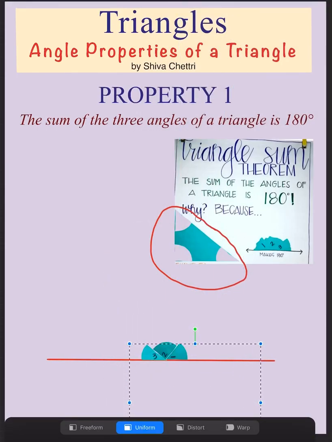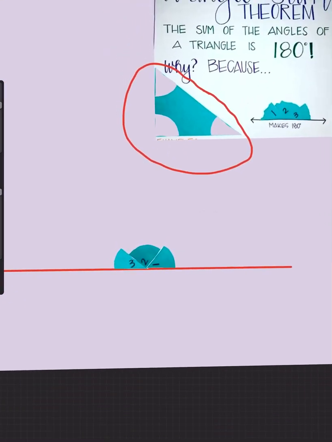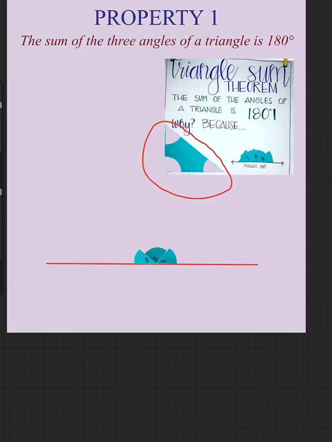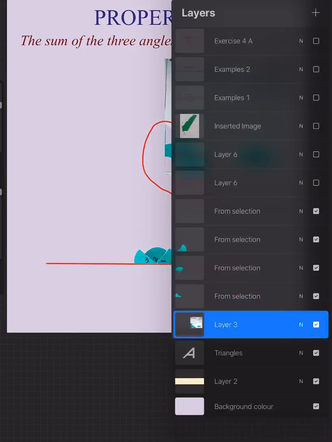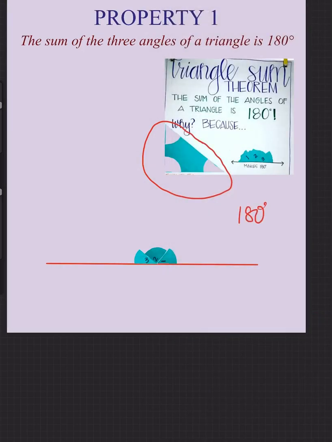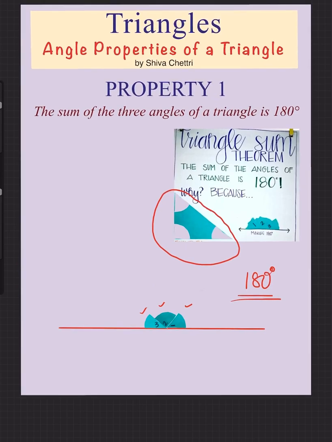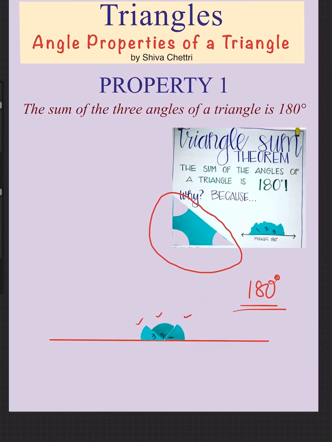So if you join all this, yes, if you join all this, see, now you get a straight line, isn't it? Every angle, if you merge it together, lies on the straight line. That means you know that in a straight line, what is the total angle? It is 180 degree. Similarly, if you cut all the pieces of this triangle's angles and join them together, you get the sum as 180 degree. This means that the sum of three angles of a triangle is 180 degree, right?